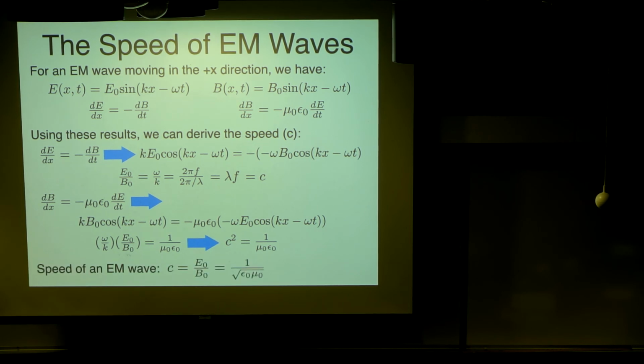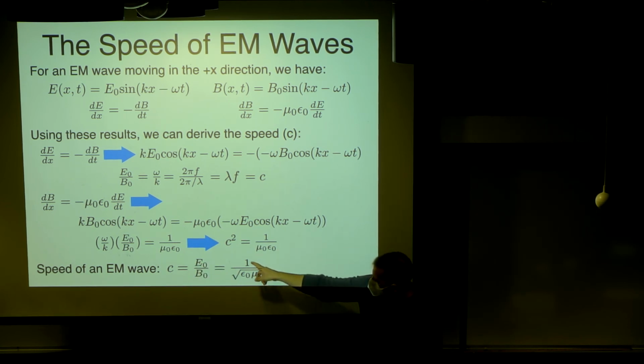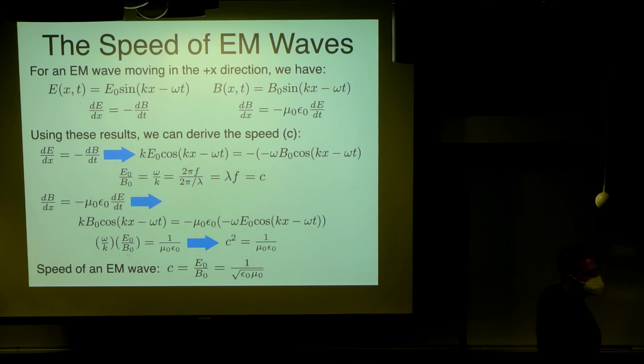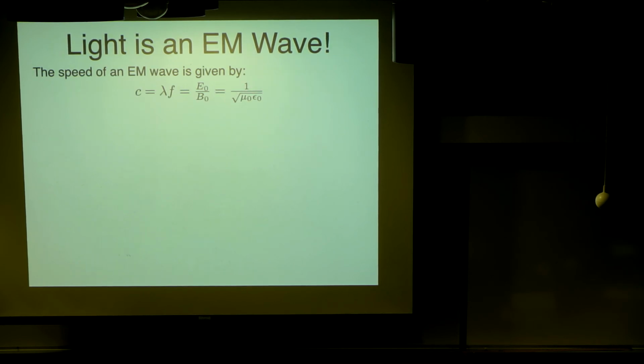So I'm going to show the results we just derived in the following way. C, the speed of an EM wave, can be thought of as E naught over B naught, or 1 over the square root of epsilon naught times mu naught. Just two different ways of writing it, but those are the results that we just got. So, what I'm going to do next is show you everything we derived for the speed of an EM wave up until this point.